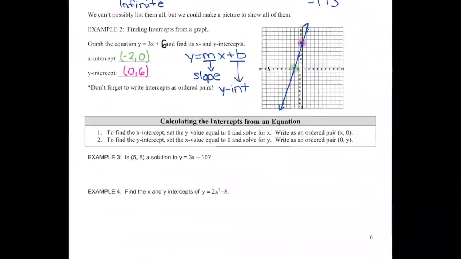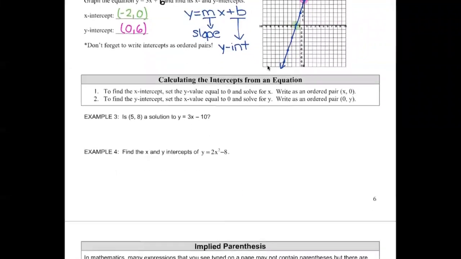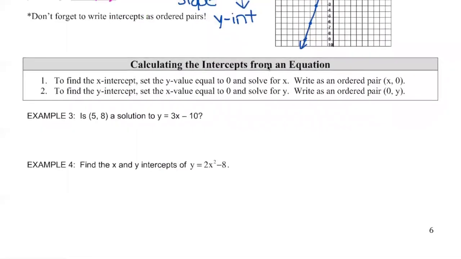You can also find them without a graph. So we'll take a look at that. And it's going to have to do with plugging in points. So let's practice plugging in points first. So it says, is 5 comma 8 a solution? Well, to see if something is a solution, you're going to go ahead and plug the point in. This is x and y.